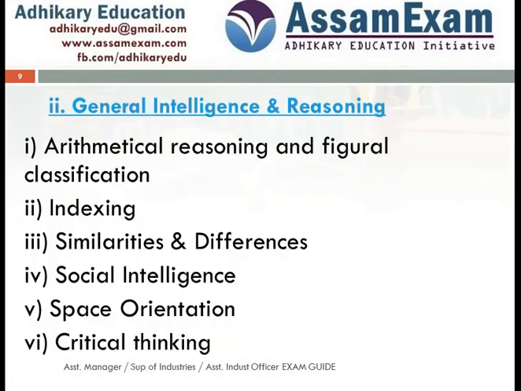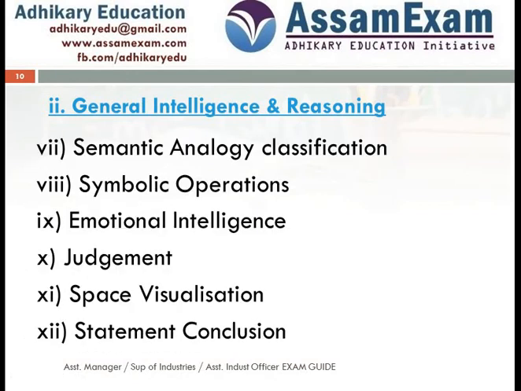Then we will move to the second topic. The second main syllabus topic is general intelligence and reasoning. We can call it reasoning because it is the reasoning part only. If you compare it to my BBA syllabus, all those topics come under reasoning: arithmetic reasoning, indexing, similarity and dissimilarity. You can go through all the topics. I will tell you the source from where you should go through, so that you can cover it quickly. All those things you can see, these are reasoning topics.